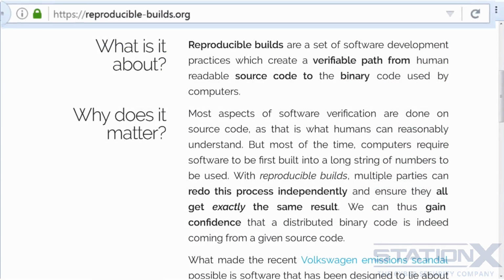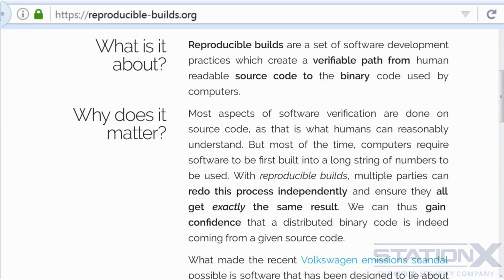So how do you mitigate the risk from backdoors? Well, we have deterministic and reproducible builds that can help to detect backdoors. Reproducible builds are a set of software development practices which create a verifiable path from human-readable source code to binary code used by computers. So that means the source code that a binary is said to be compiled from is genuinely compiled from it. With reproducible builds, multiple parties redo builds independently and ensure they all get exactly the same result.